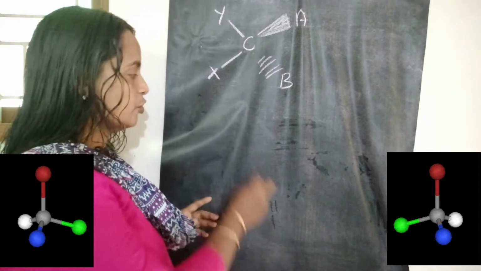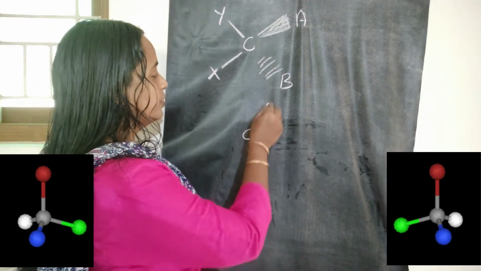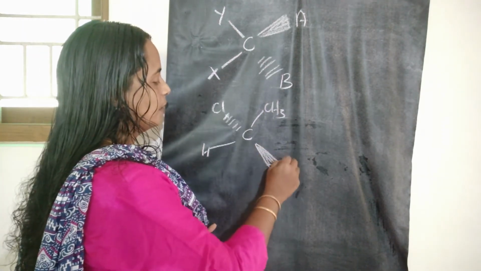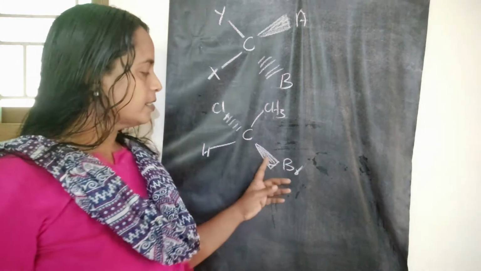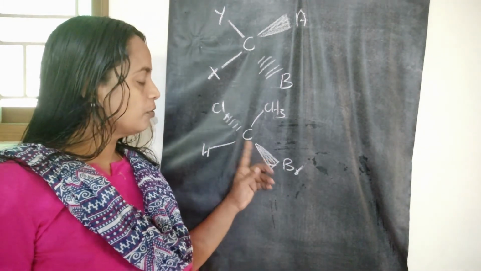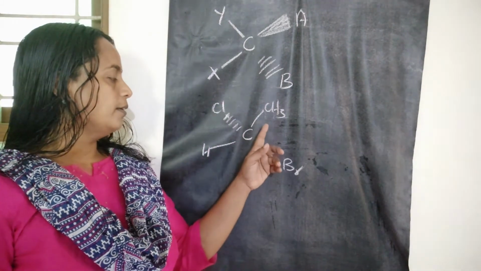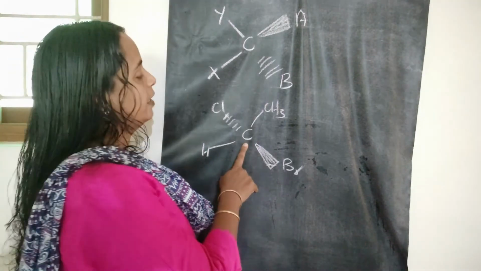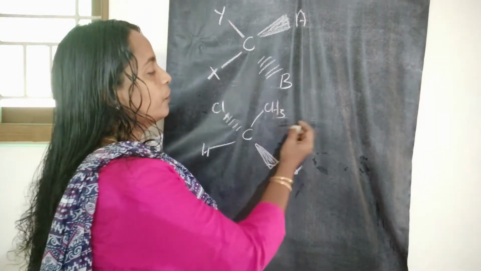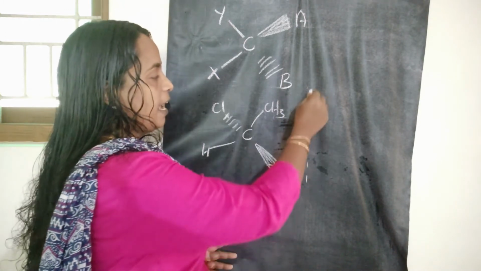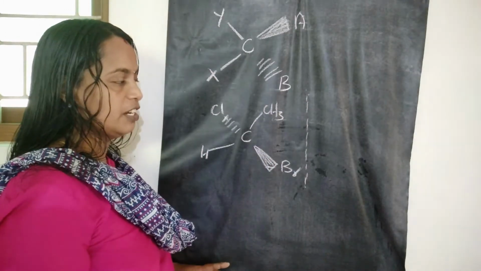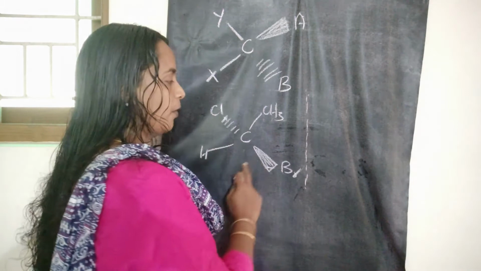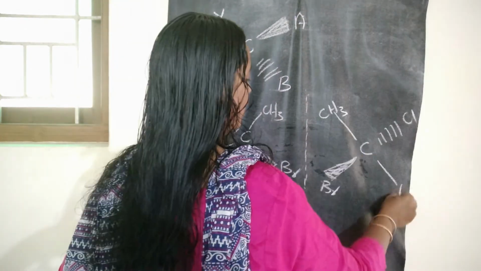For example, in the case of the compound in which carbon is attached to bromine, chlorine, hydrogen and a methyl group, this can be named as 2-bromo, 2-chloro, ethane. And in this case, the carbon is an asymmetric center, and if you imagine a mirror image, a configuration just like the mirror image of this compound, with carbon and hydrogen.